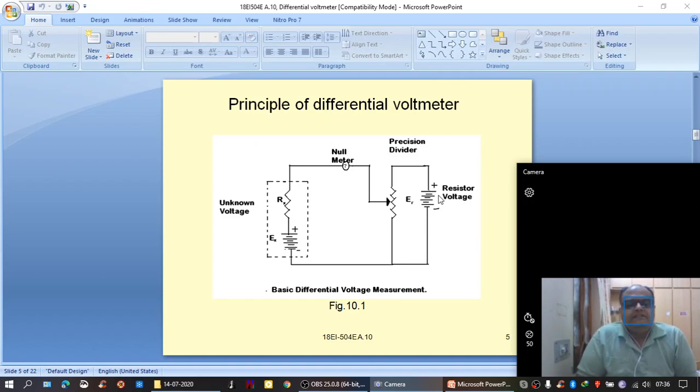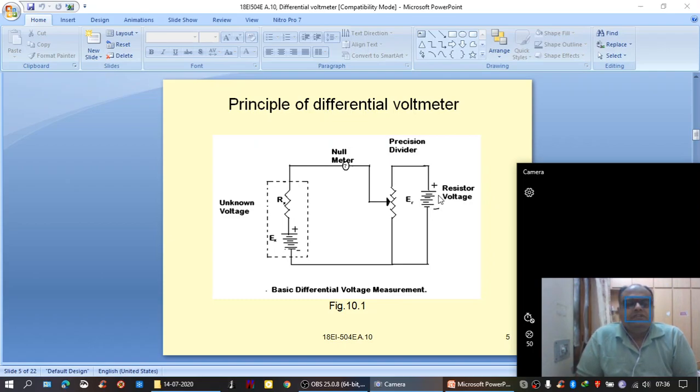In that case, what does it mean? It means that no current is flowing through the null detector. When does it happen? Current does not flow through a meter connected between two terminals when the two terminals are at the same potential. This is the principle in differential voltmeter.